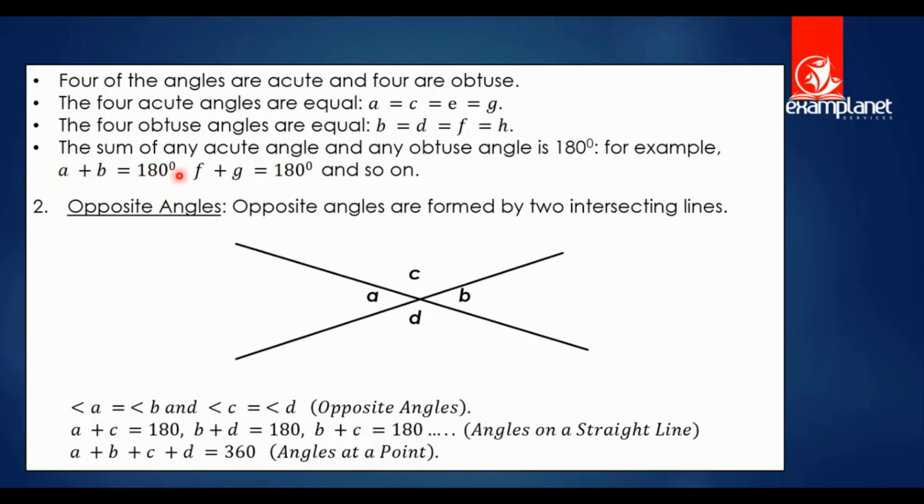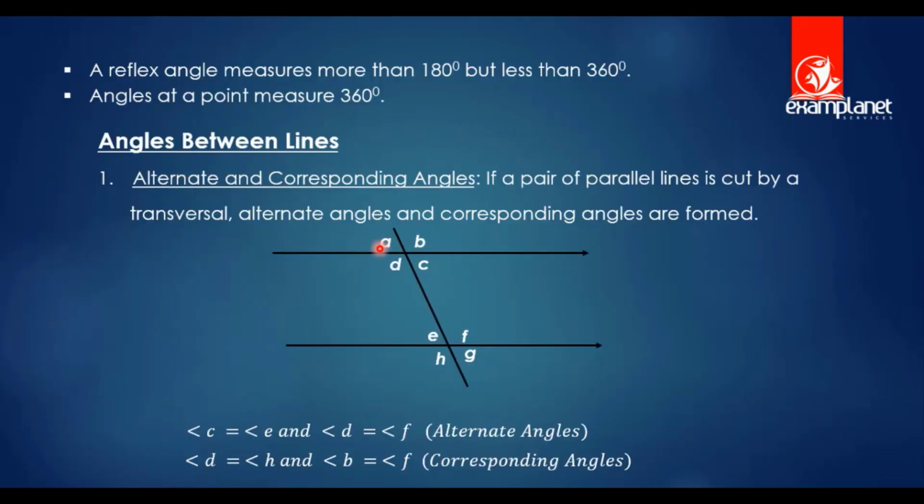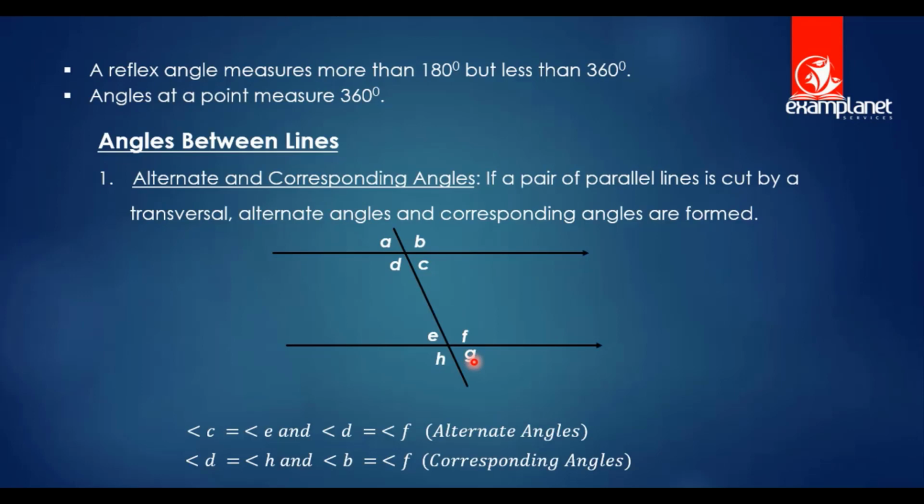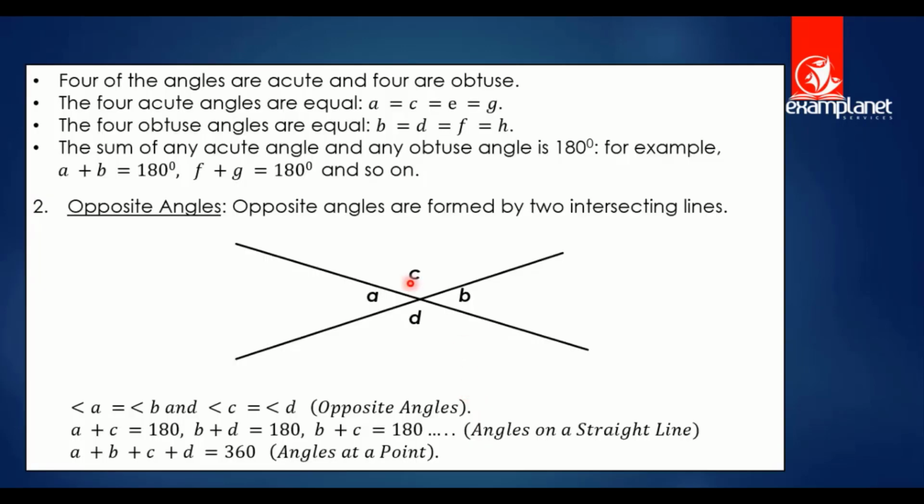For example, A plus B is 180. As you can see, they make angles on a straight line. A plus B is 180, they make a straight line. And also F plus G is 180 because they also make a straight line, the two of them. F plus G, 180. So if you have one acute and one obtuse, you will get 180 degrees as long as you have two parallel lines and a transversal crossing there. So that's what you need to understand here.